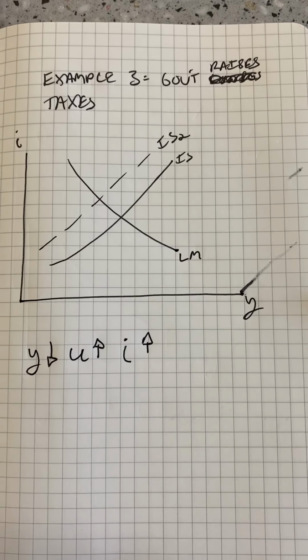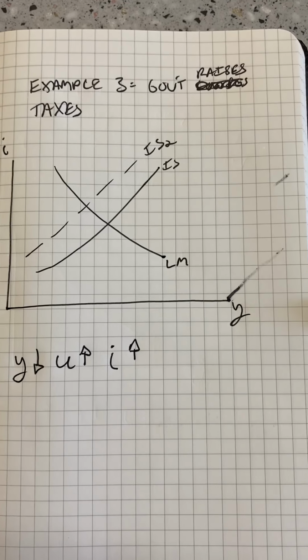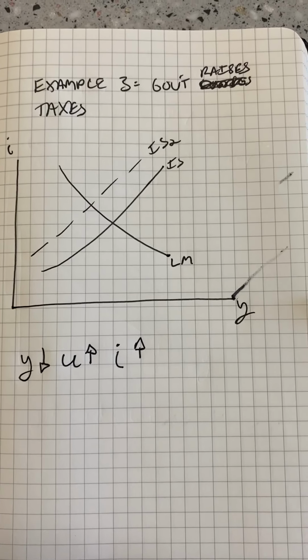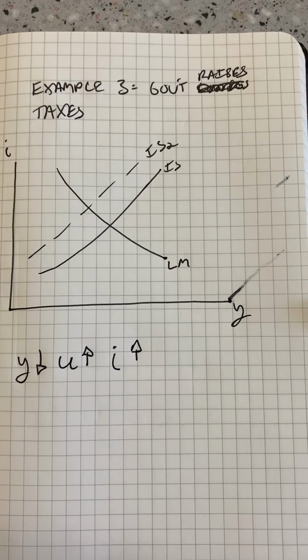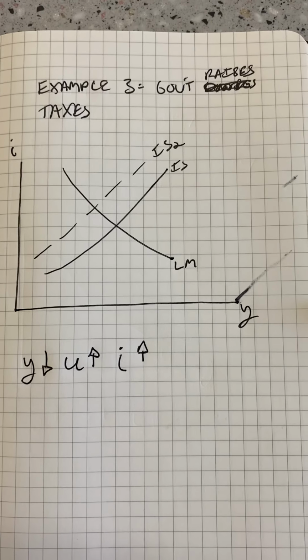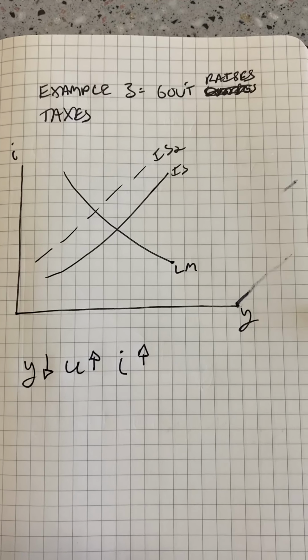What does that do? Well, that shifts the IS line to the left because taxes are a drain on the economy, thereby lowering Y, or GDP, increasing unemployment, and increasing the interest rate.